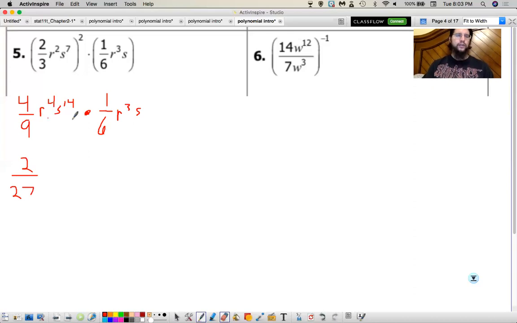r to the 4th times r cubed. That's r to the 7th. s to the 14th times s. Remember, that's an understood 1 right there, so that's s to the 15th.